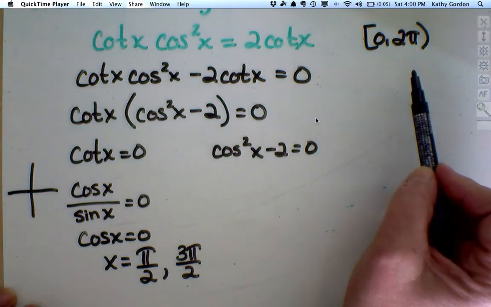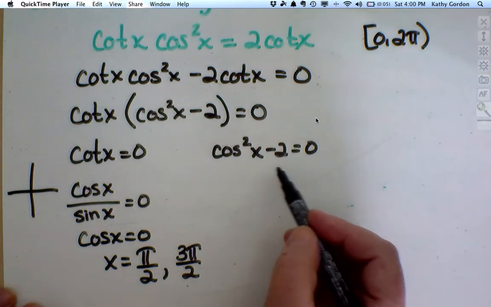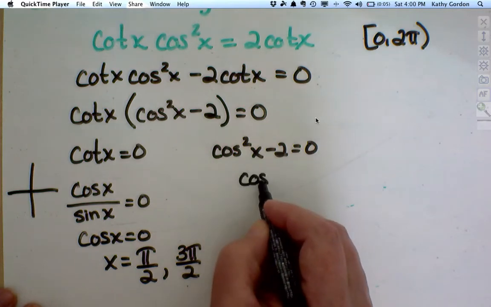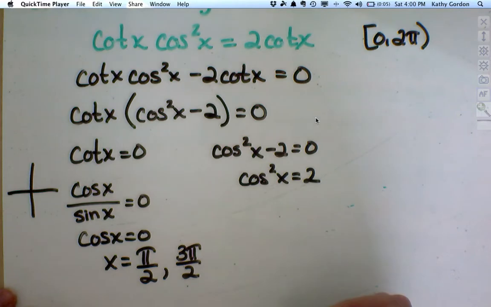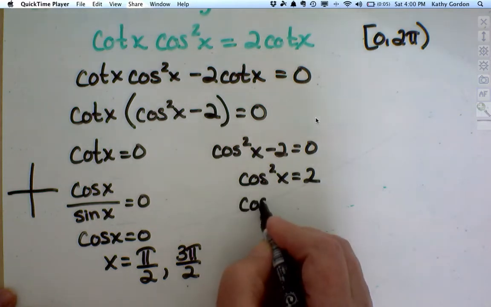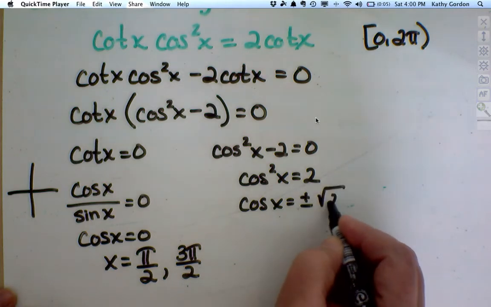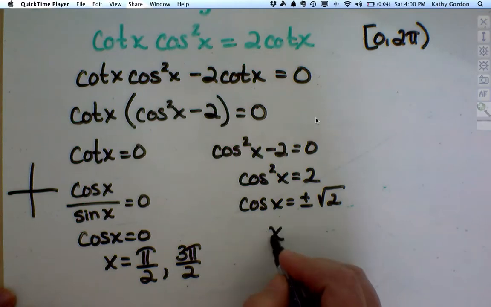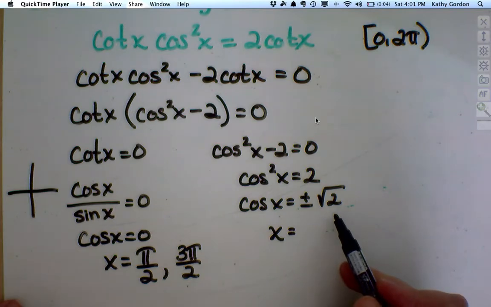Okay? Let's look at our other factor. Cosine squared x minus 2 equals 0. I can take cosine squared x and make that equal to 2. I can square root both sides and get plus or minus square root of 2. But then what is my x value going to be? This doesn't look particularly familiar to us as being a unit circle value.